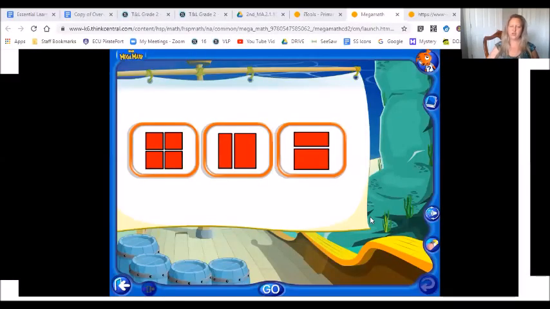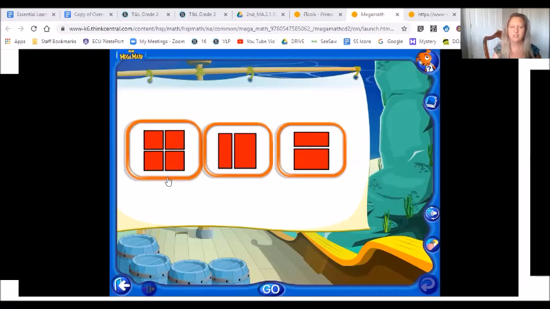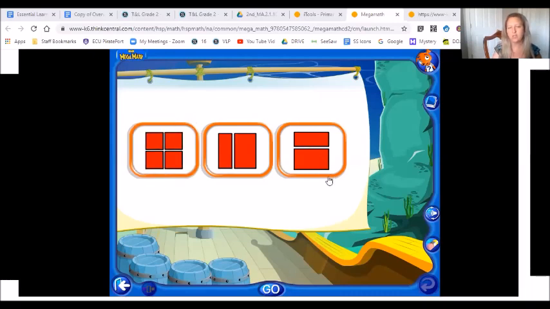All right, here's our next example. Let's look at these three shapes or three examples. Which one of these three can you see have been divided into equal parts? Now remember, equal parts means that each part is the same shape and the same size. Is it the first one, the second one, or the third one?